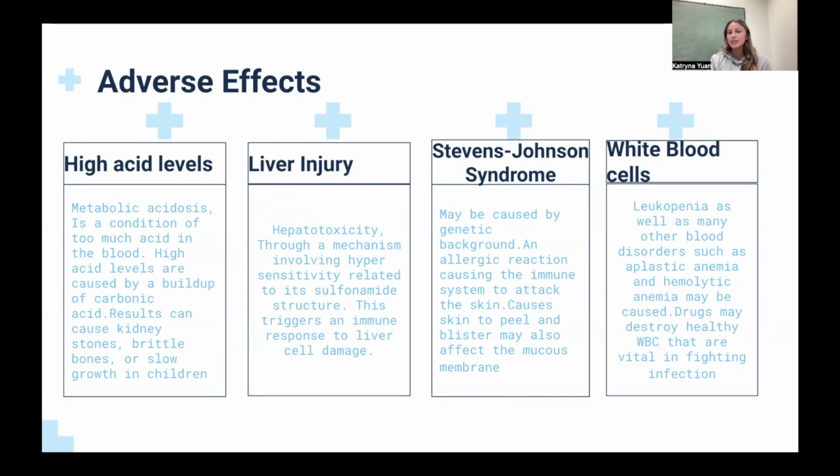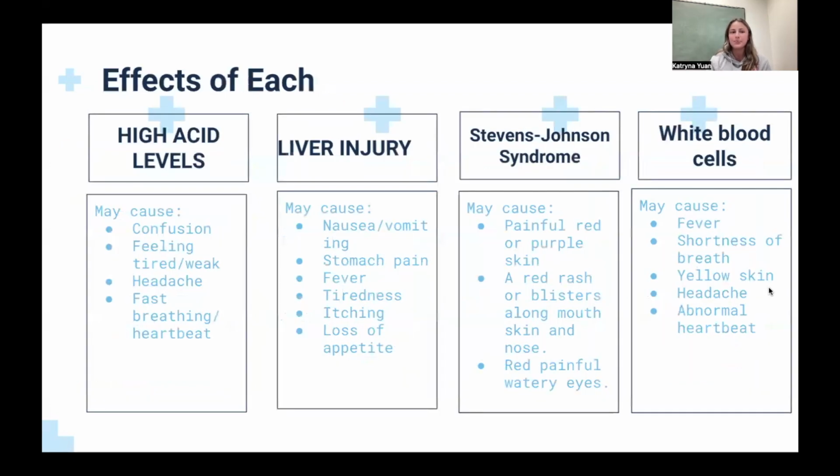White blood cells, mainly leukopenia, but there are also many other blood disorders that are affected, such as aplastic anemia and hemolytic anemia. But this causes a destroying of the white blood cells, which are vital to fighting infection.